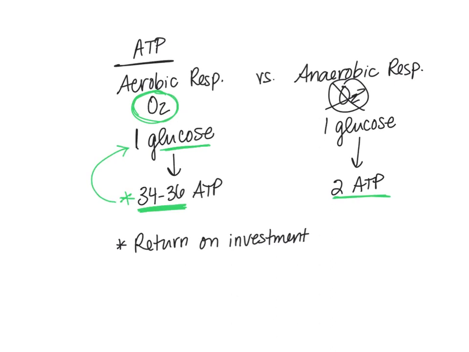Now, not all organisms rely on aerobic respiration. For example, there are some bacteria that only do anaerobic respiration, and they can survive on that just fine. But humans, that's not the case. Humans have to do at least the majority of the respiration as aerobic respiration.